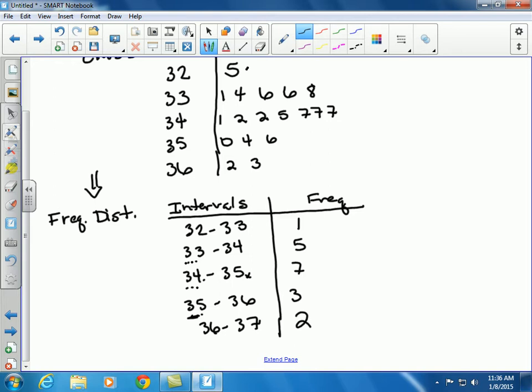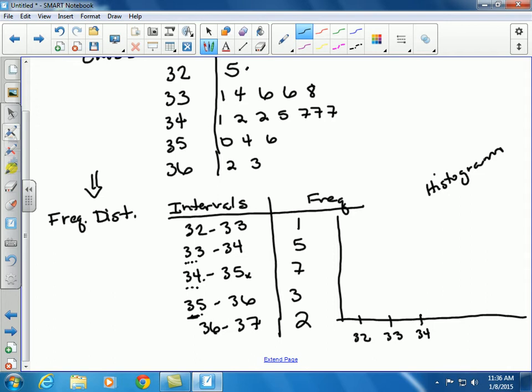Okay, so here's my frequency. I'm running out of room, but I'm going to squeeze it all in here. So right now I'm doing my histogram, trying to tie it all together. Of course I have my intervals. I'm going to start at 32, then go to 33, 34, 35, 36, and 37. And then on my y-axis is my frequency. So 1, 2, 3, 4, 5, 6, 7. Here's 7. Here's 1.